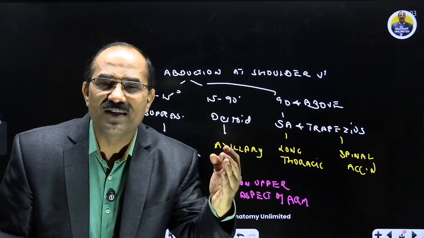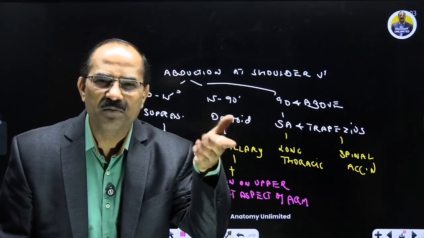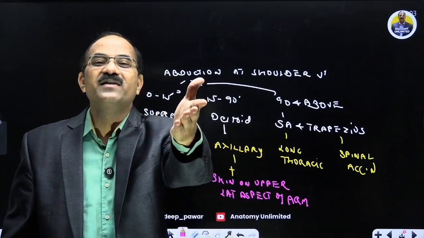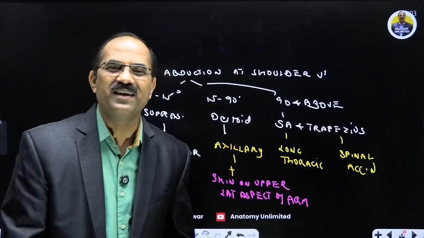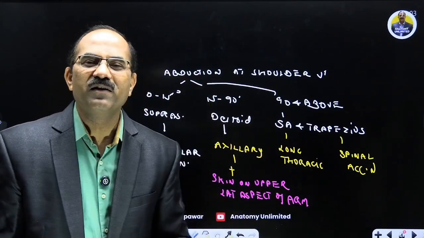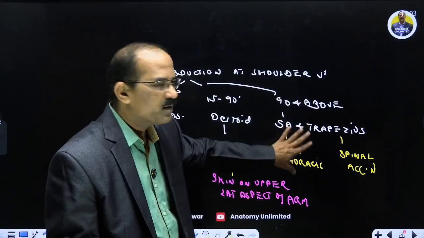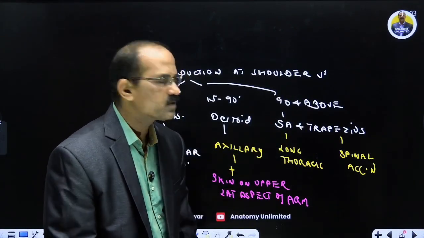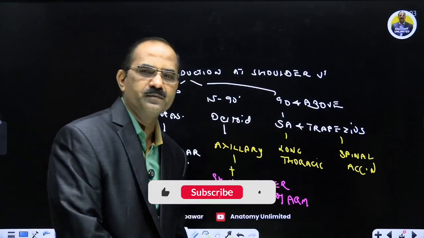What do you call this? देखा हमने previous MCQs में देखा है. What is this known as? Anyone? Yes. Regimental Badge Sign. Very good. उसी को बोलते हैं अपन Regimental Badge Sign. And 90 and above is done by serratus anterior, trapezius. Serratus anterior is long thoracic nerve. Trapezius is spinal accessory nerve.